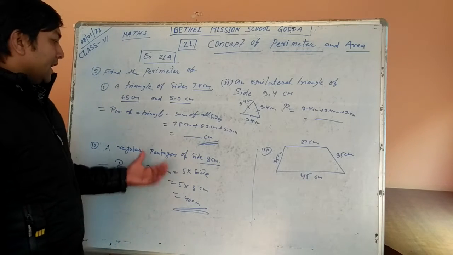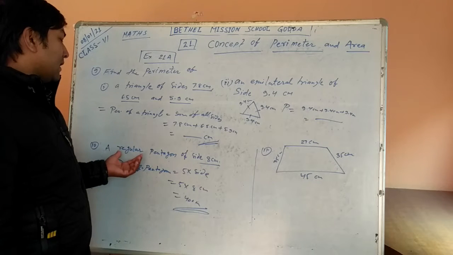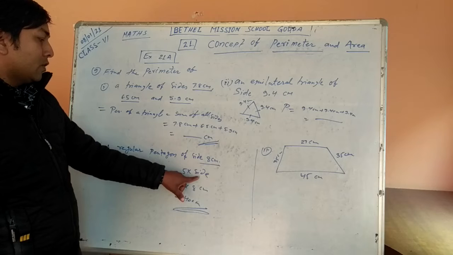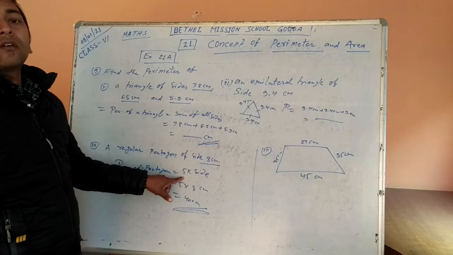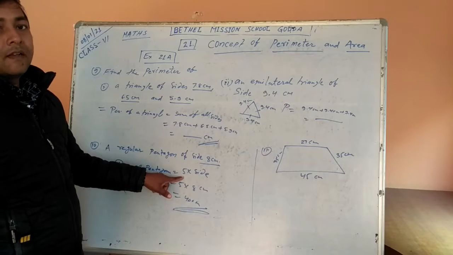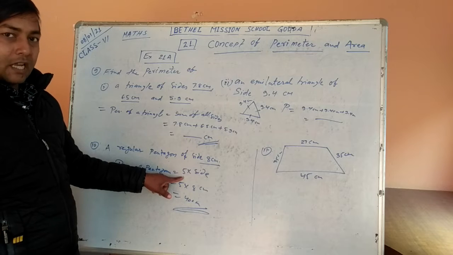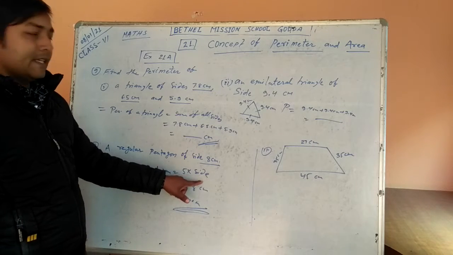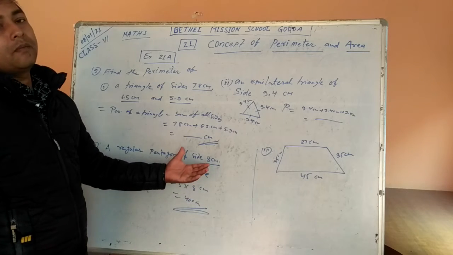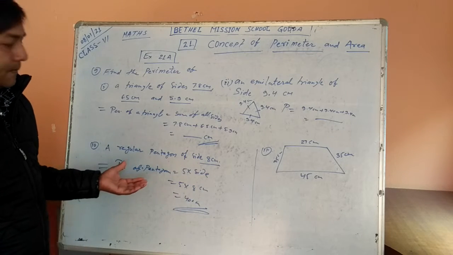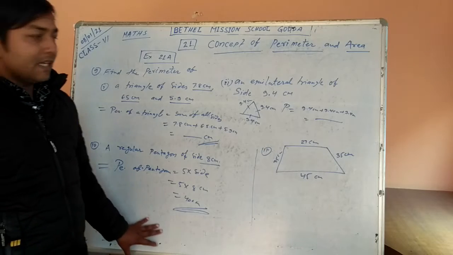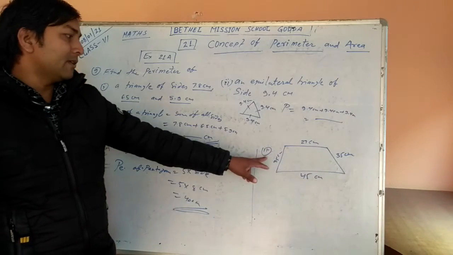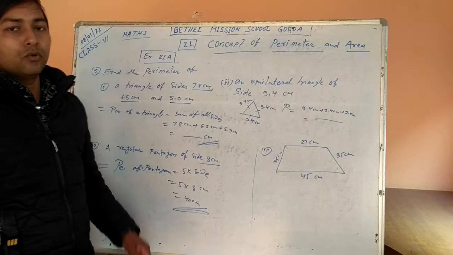It is clear? If you are asked to find the perimeter of a regular hexagon, you have to multiply by 6. Heptagon, you have to multiply by 7. Okay? Octagon, you have to multiply by 8. 8 into one side. So you will get the perimeter of an octagon. Okay, similarly you can get it.